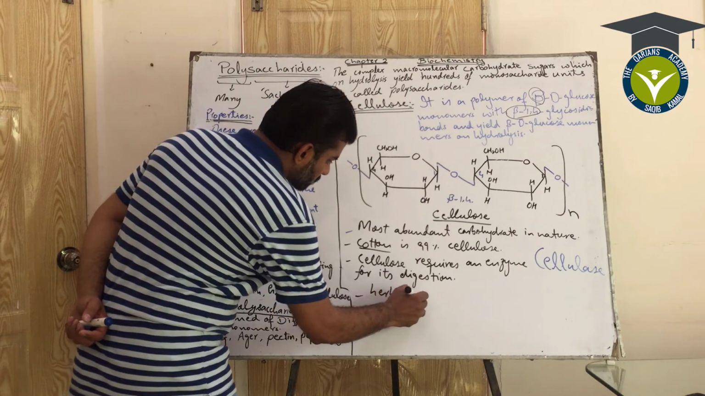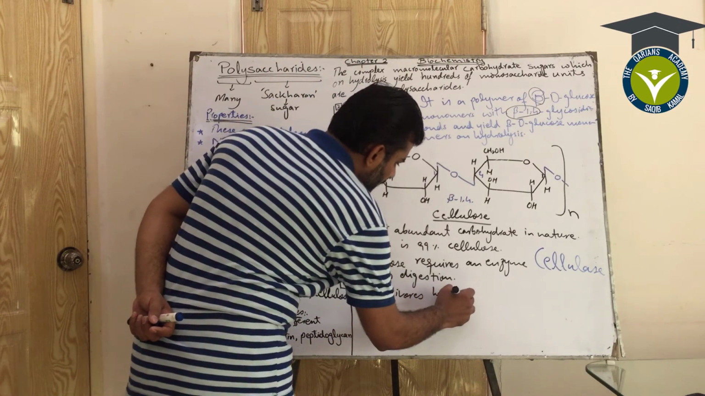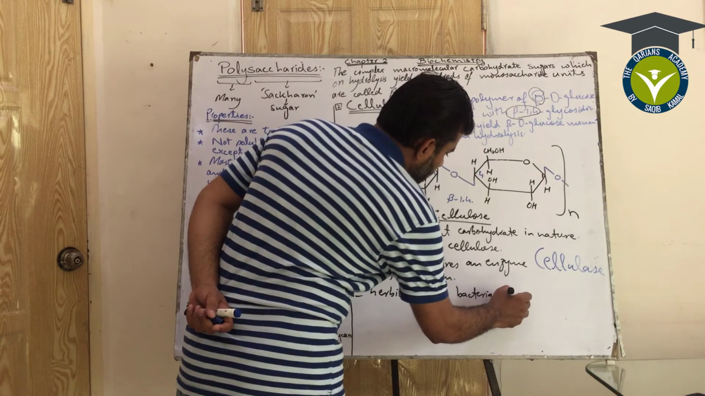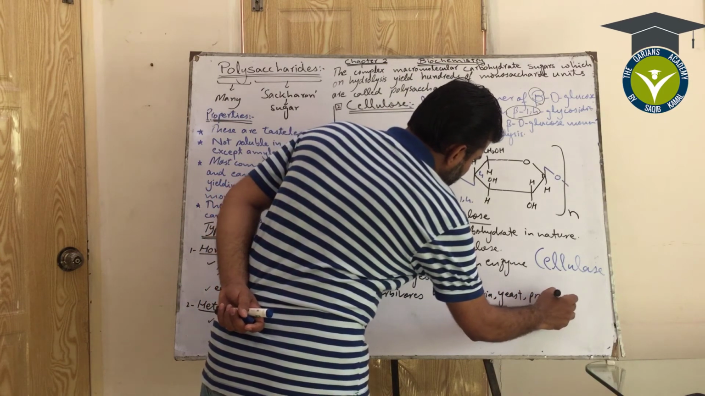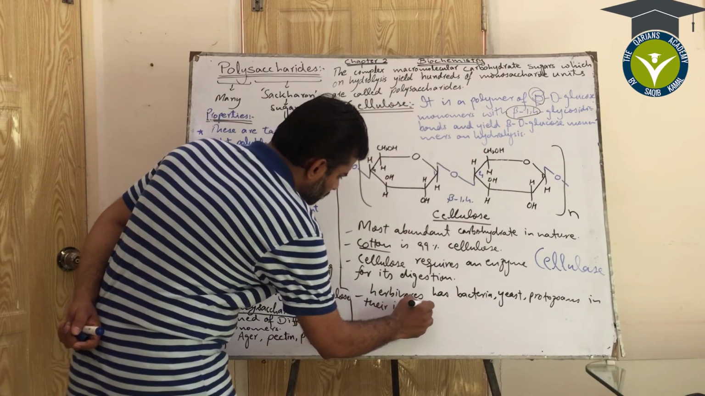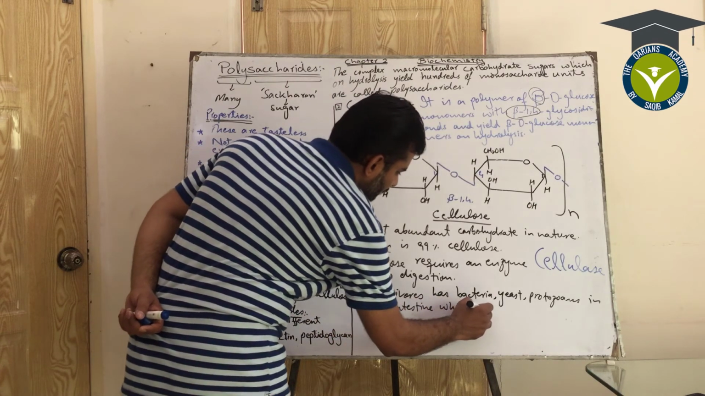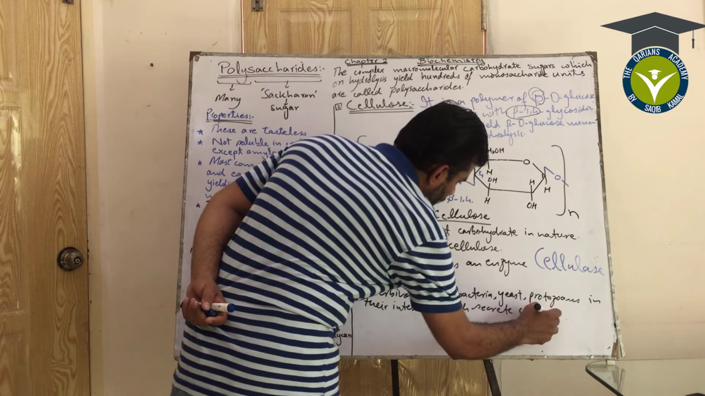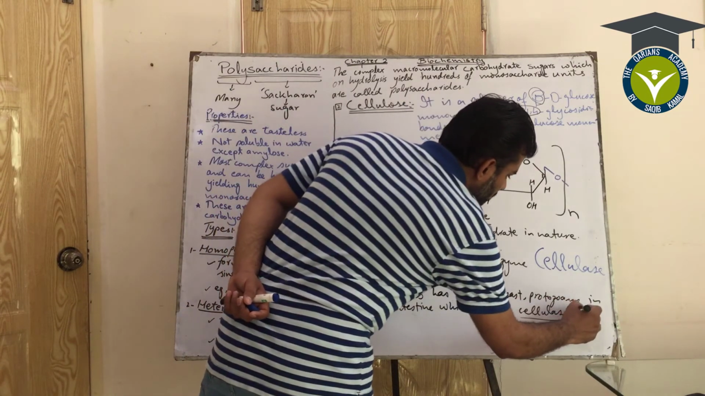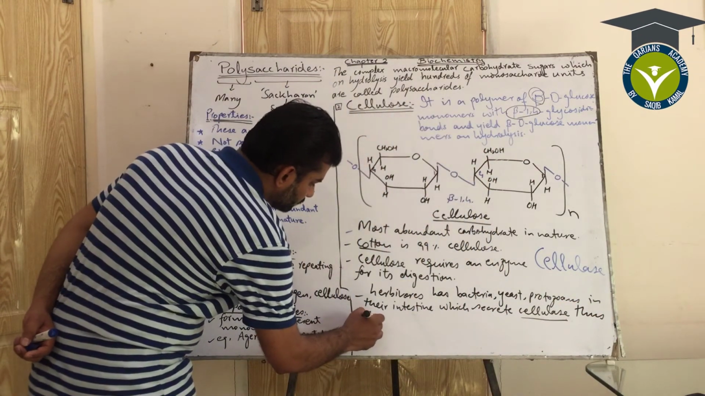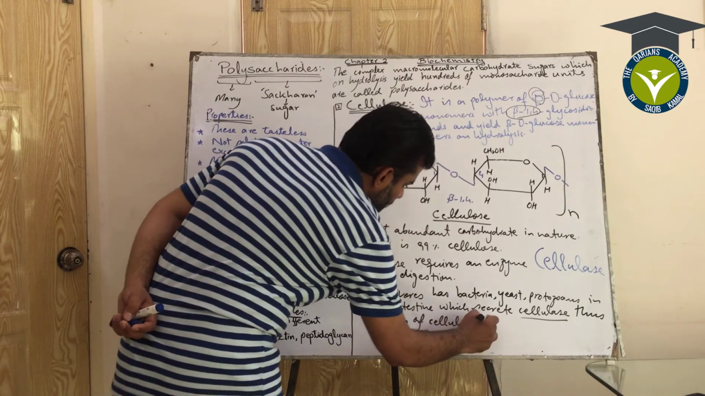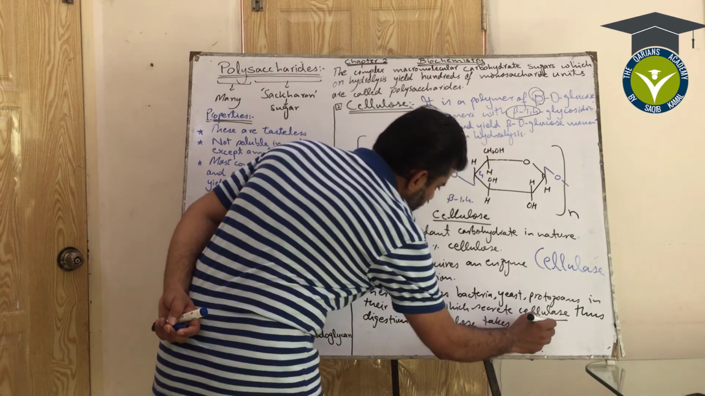Herbivores have bacteria, yeast, protozoans in their intestine, which secrete the cellulase enzyme, thus digestion of cellulose takes place in herbivores.